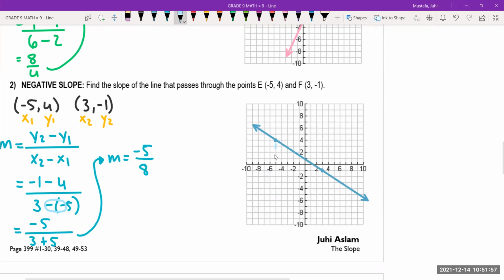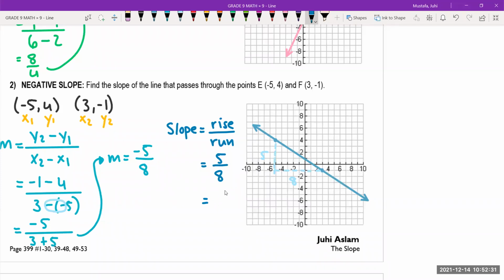Okay, I'm gonna make my little triangle. And my rise is 1, 2, 3, 4, 5 units here. My run is 1, 2, 3, 4, 5, 6, 7, 8 units here. So I'm just going to finish it off by using my formula, which is slope is equal to rise over run. And in this case, your rise is 5, your run is 8. And because it is a line going down, it's going to be -5 over 8.